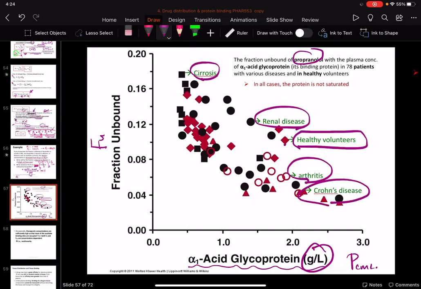And we can notice that with different cases, different disorders, different situations, the pathology is affecting the percentage that we are talking about. So accordingly, the fraction unbound of propranolol is different. And again, all of that data is from different studies to show the effect of that.